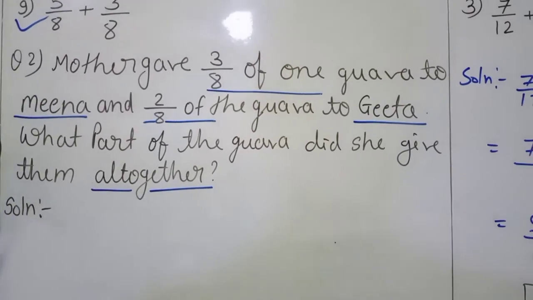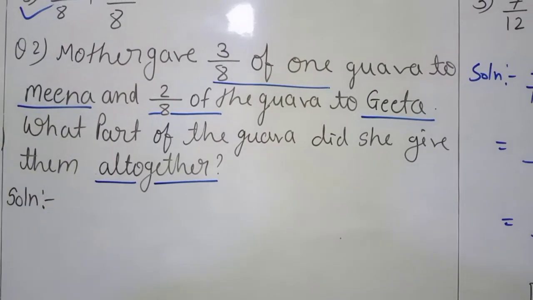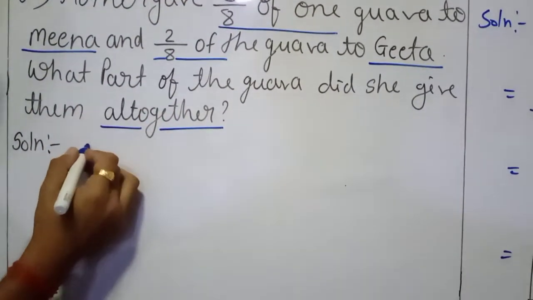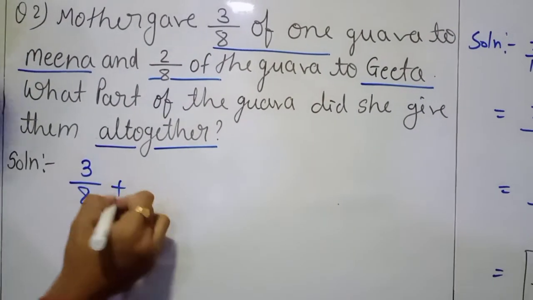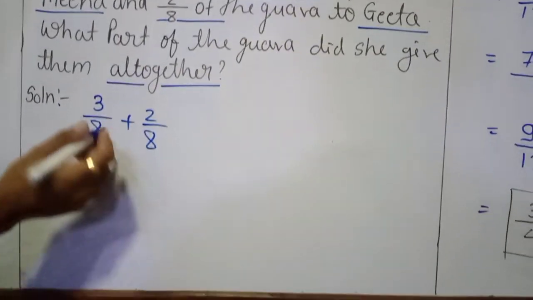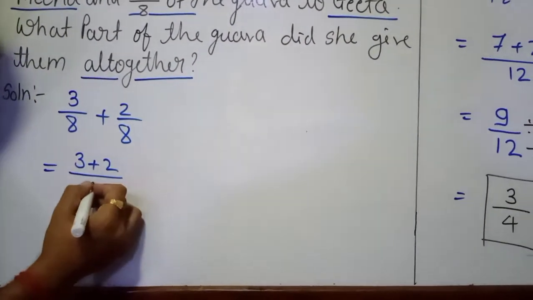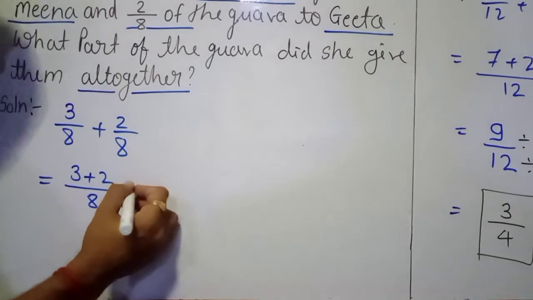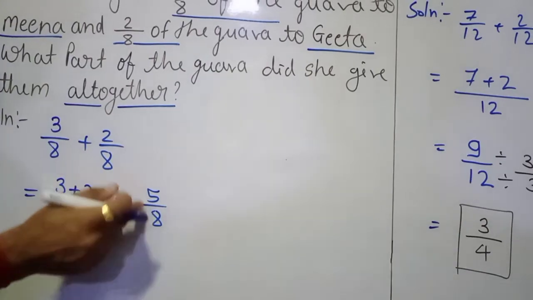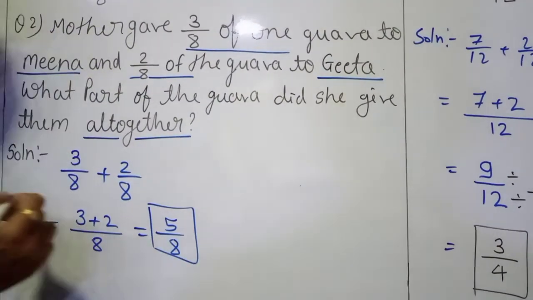So today we are going to do the addition of these. Let's see how we have to do it. First, we have 3 upon 8 plus 2 upon 8. As we learned, add the numerators, 3 plus 2, and write the denominator commonly, 8. It becomes 5 upon 8. Is it possible to do the cancellation? No. So it becomes the answer.